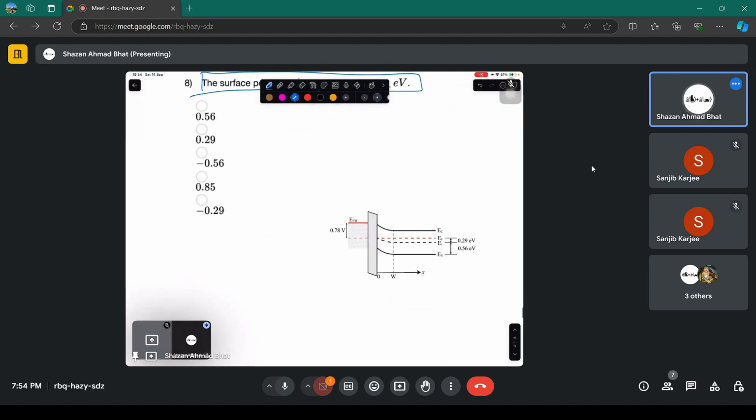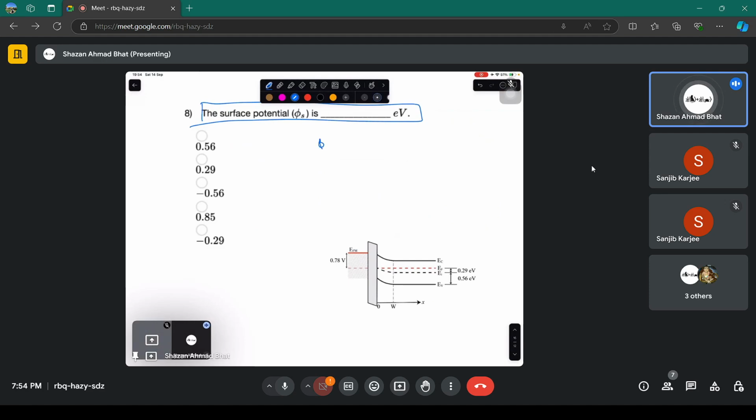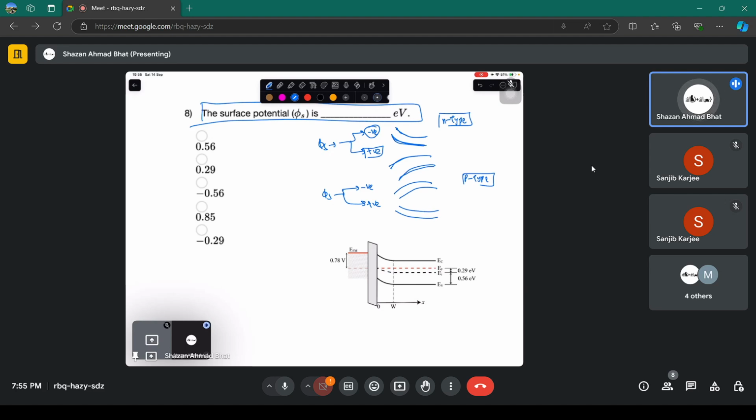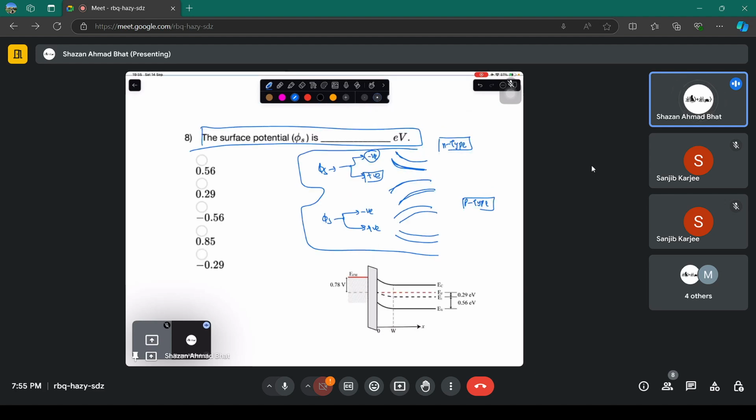The surface potential sign is going to be important. Whenever you have the surface potential, either it will be negative or it will be positive. If it is negative and the semiconductor is n-type, the bands are going to be bent upwards. If it is positive, the bands are going to be bent downwards. And if it's a p-type, then for the negative case, it's going to be bent downwards. For the positive case, it's going to be bent upwards. This is the convention used for the surface potential. Just to give you a rough overview of it.